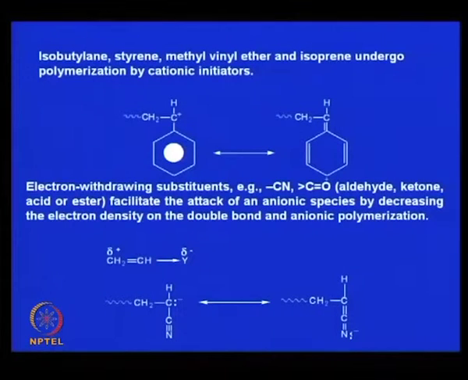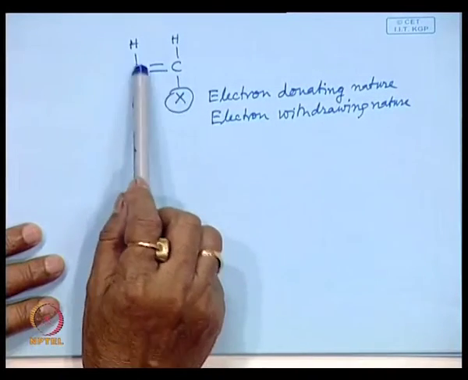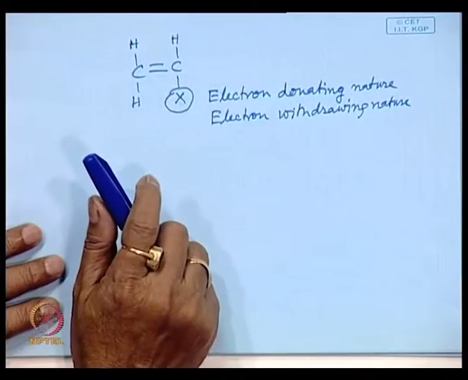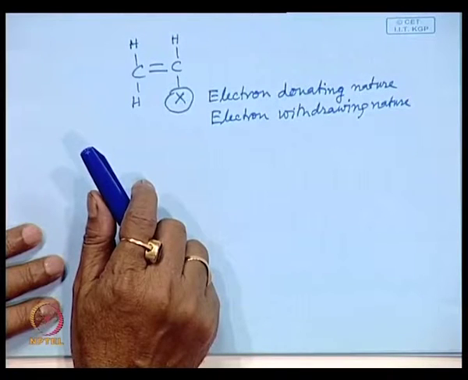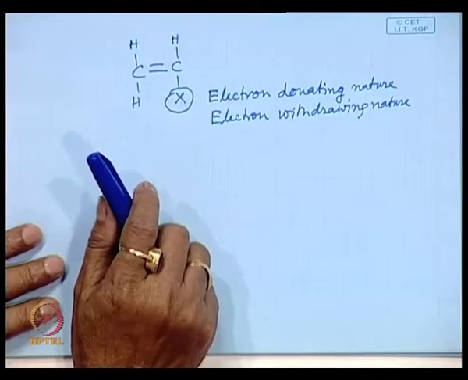What is that group? Electron donating type. Say you think of a methyl group. A methyl group is electron donating in nature. It will increase the electron density. If it is a methyl group, CH3, that will increase the electron density over here. So this is the case of propylene, or you can take the case of isobutylene. In propylene there is one methyl group, in isobutylene there are two methyl groups. That will further increase the electron density in the pi bond.